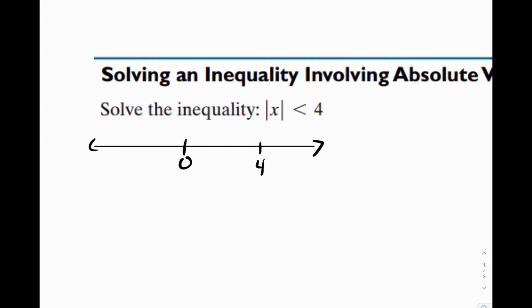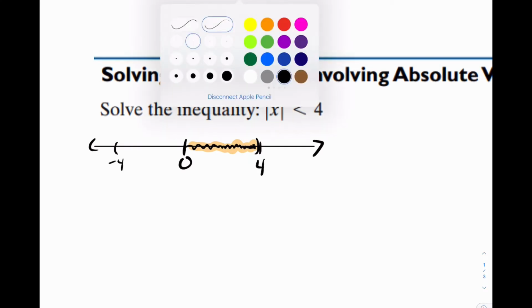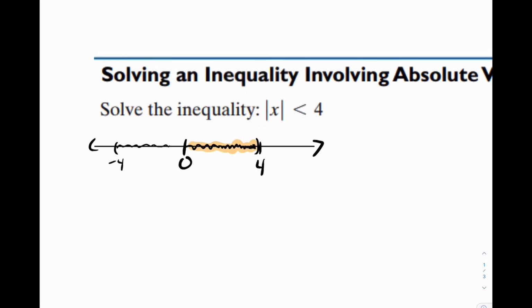So clearly, everything less than 4 to 0 should work, like 3, 2, 1. All those answers are going to be fine. But also, negative 4. Everything above negative 4 should also be fine. So now we can see our answer is right there, negative 4 to 4.